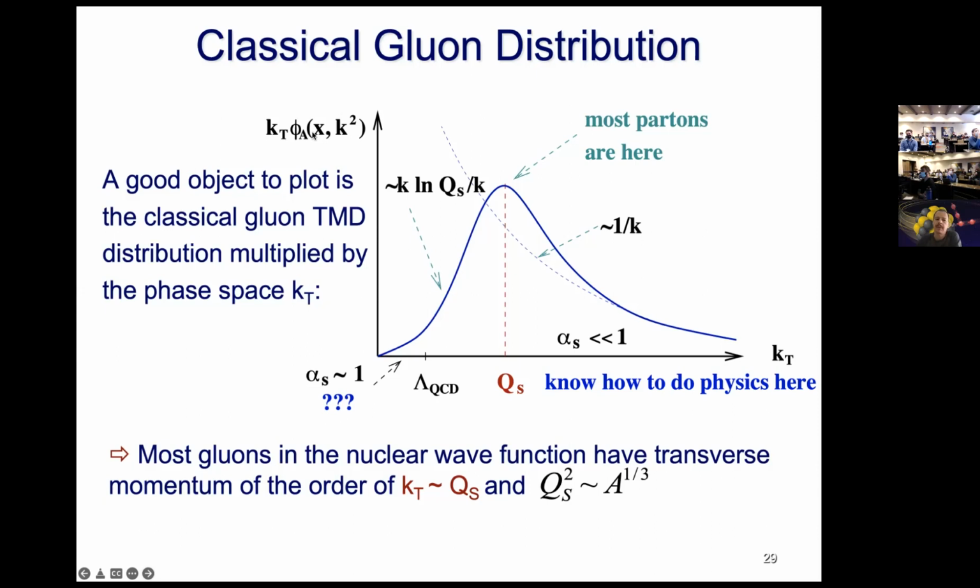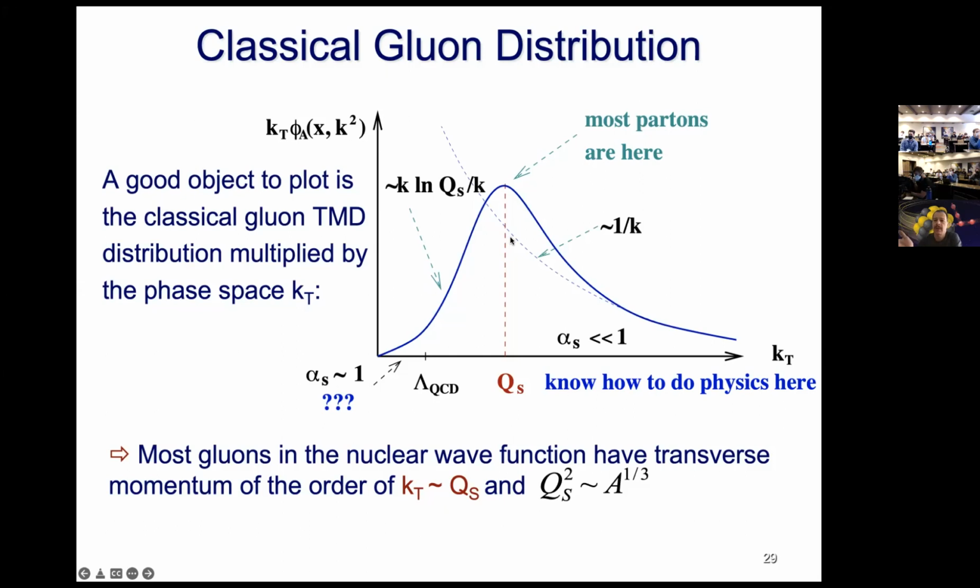So kt times the gluon TMD looks like this. We had 1 over kt squared fall off. Now it's 1 over kt. In the infrared, we had the log divergence. Now it's kt times the log, so it goes to 0. And there is a maximum somewhere in between around the scale qs. So this picture is even better because it shows that in this classical gluon distribution, in this classical gluon wave function, most gluons are sitting around the transverse momentum close to qs.